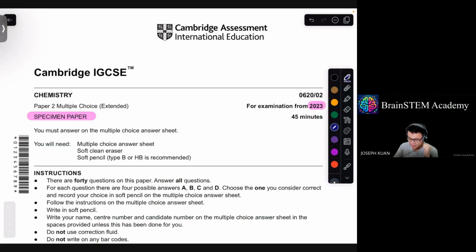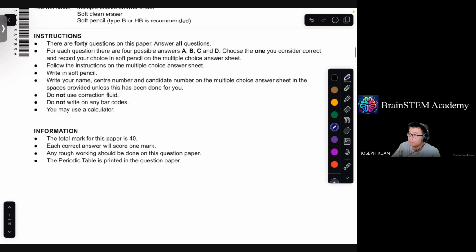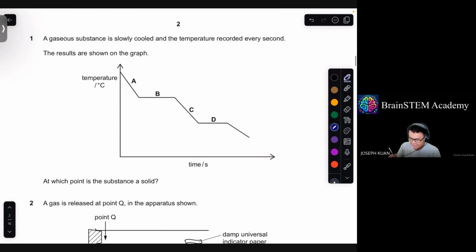This is Cambridge IGCSE, paper 2, multiple choice extended for chemistry, specimen paper for examination from 2023. Question number 1. A gaseous substance is slowly cooled and the temperature recorded every second. The results are shown on the graph. At which point is the substance a solid?